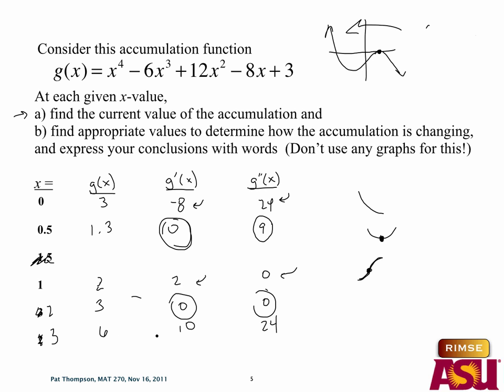And then at x equals 3, we've got first derivative is 10, second derivative is 24. So what does that mean? Increasing, and the rate of change is also increasing, right? So what does that look like? Concave up.